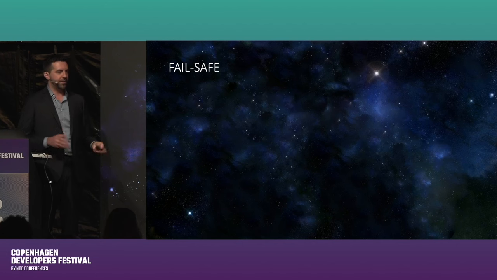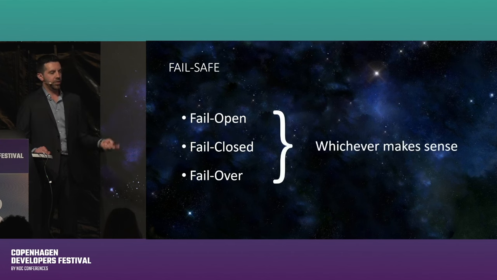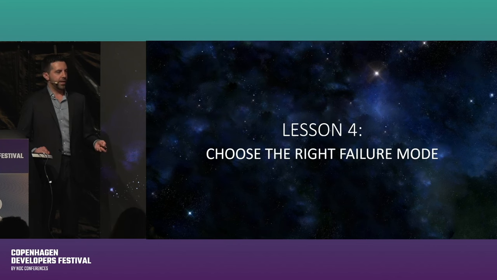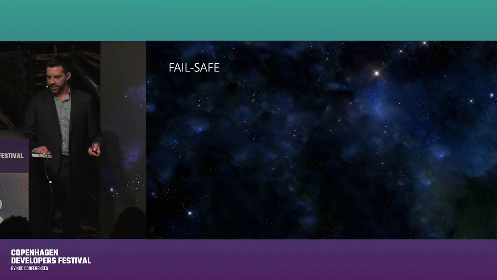So we have fail-safe. And a fail-safe is a bit different because it's not its own thing. It can actually be a fail-open, a fail-closed, or a failover system. Whichever of these makes sense is the fail-safe option. And this brings us to the lesson, which is: choose the right failure mode for your system, and that can be different depending on what you're doing.